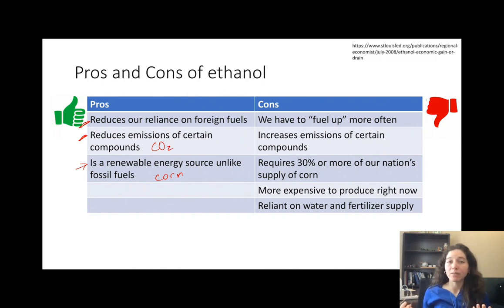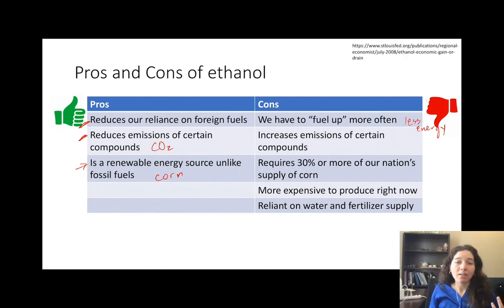Now, some of the cons of using ethanol is that we have to fuel up more often because it has less energy in the molecule compared to gasoline. It also has a different emission profile, so it has other types of compounds that come off of it. It's just not CO2, or it's just not as much CO2, sorry.